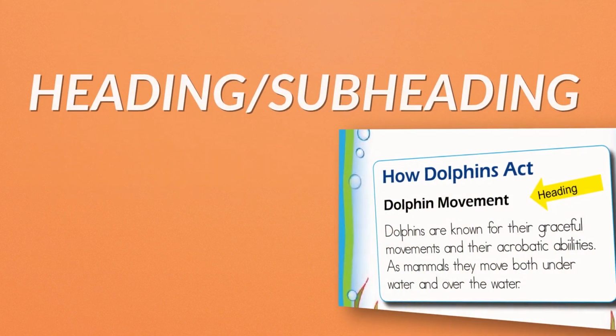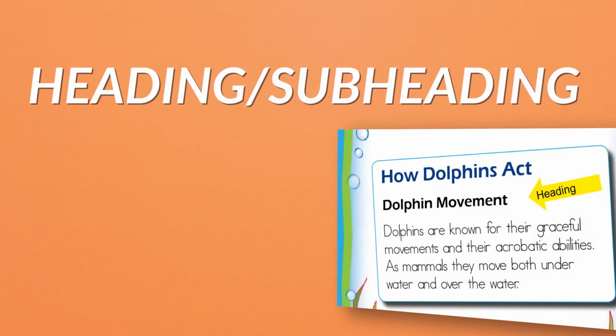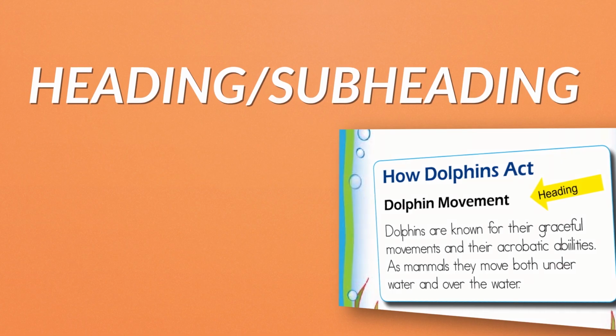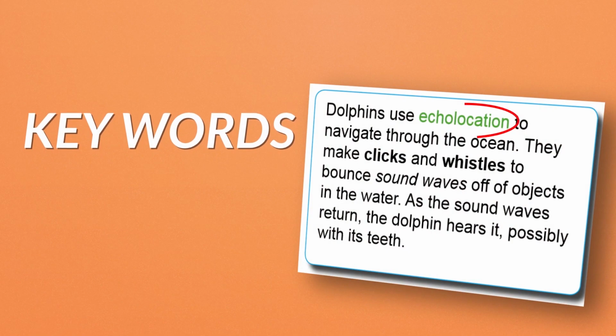Number 3 is the heading or subheading. It's a secondary heading that divides a section of text. Sometimes it is differentiated from the title by font color or size, and it indicates the main idea of a section of text. Number 4 are keywords. Now these are words or phrases which describe content.